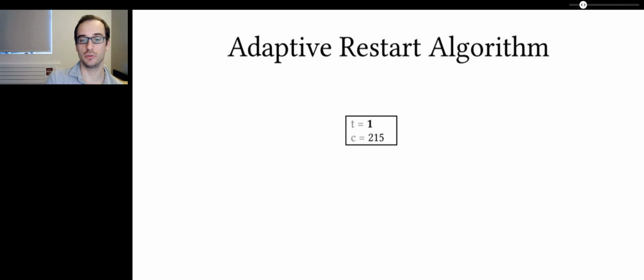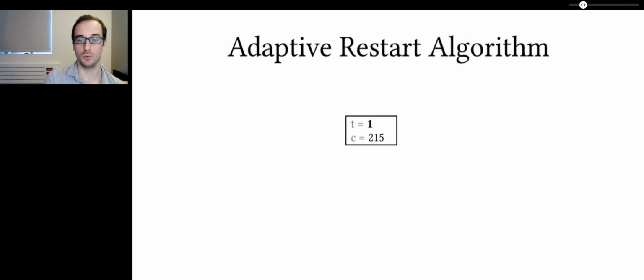Each of the nodes is going to be labeled by both the time that's been spent at that node, as well as the current cost of the search at that node. So we're going to start by running one time unit of search. Here a time unit is going to be something like, say, 10,000 iterations. And we're going to get some cost after we do that.